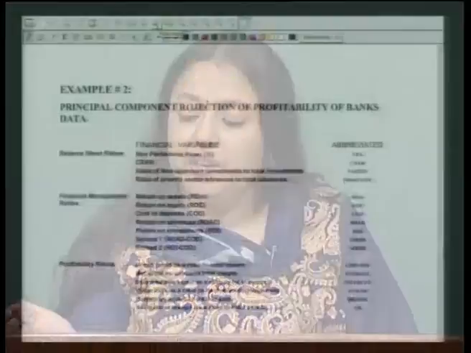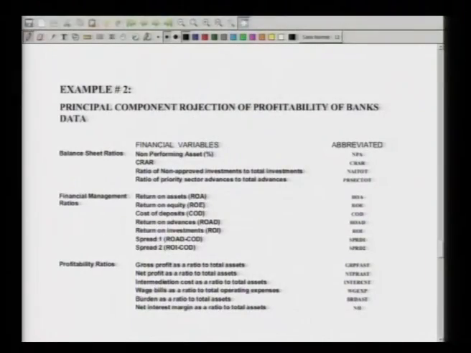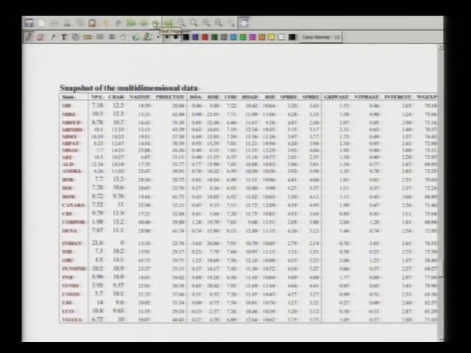Our next example is about some financial variables. This is a principal component projection of profitability of banks data. What we have is a number of financial variables on the bank's balance sheet ratios, financial management ratios and profitability ratios. These are some of the very important characteristics on the performance of banks. So, these are the data basically we have, and these are the abbreviated forms of the data, and we have data on all those characteristics for some private sector and public sector banks of the Indian economy.